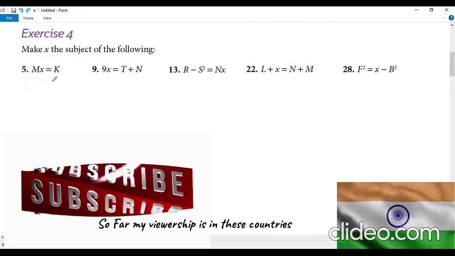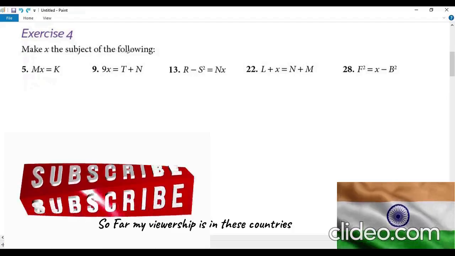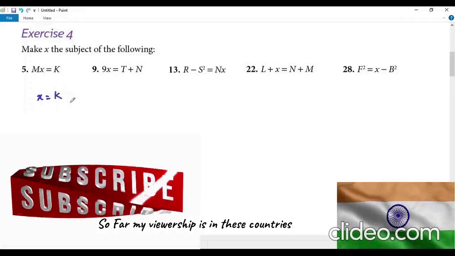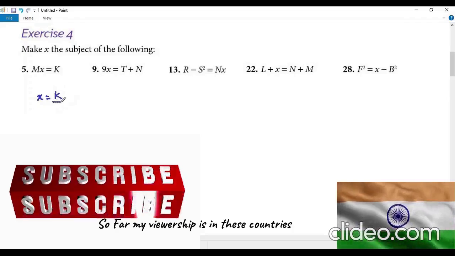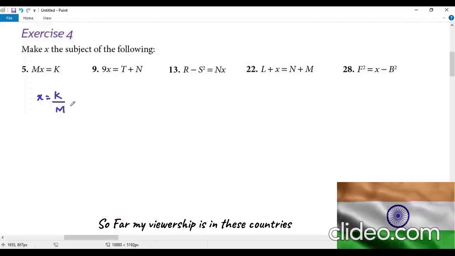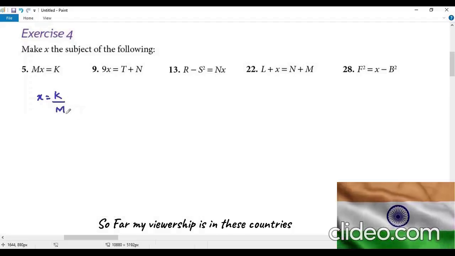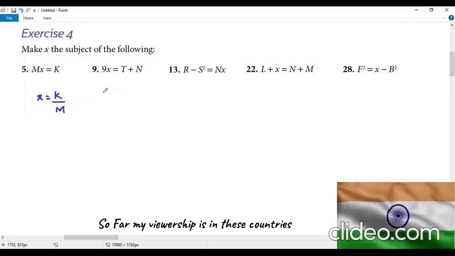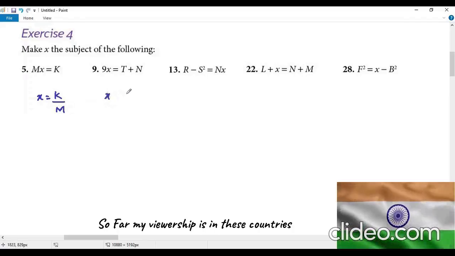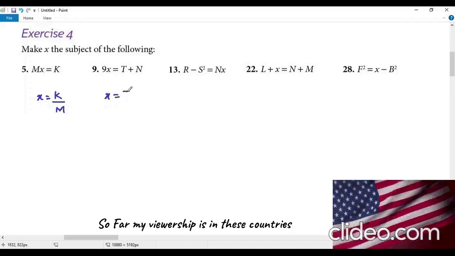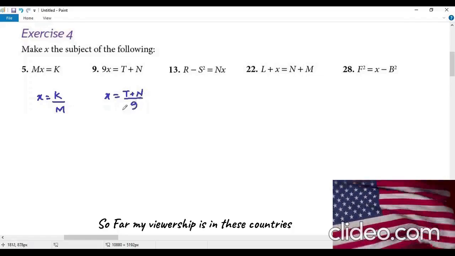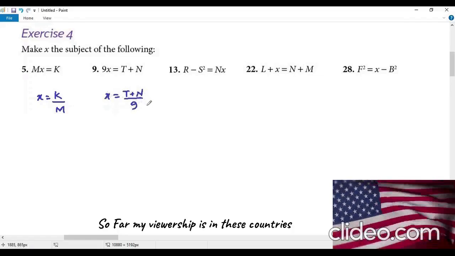Now, make x the subject of the following means you have to keep x as it is, do not change it. If m is multiplying by k, that means m is going to go on the other side, and this becomes your formula. Now x is multiplying by 9, that means t plus n is going to be divided by 9. Now you can see x equals, they want to know what x is equal to.